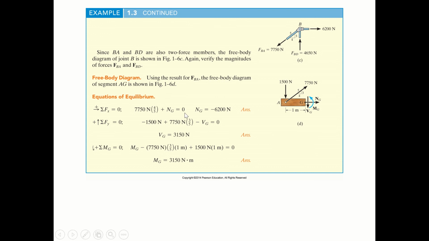That is very easy to calculate at point G. If you have learned statics well, it is not quite hard to calculate these questions. These examples are just to let you remember how to solve statics problems and how to draw the free body diagram.